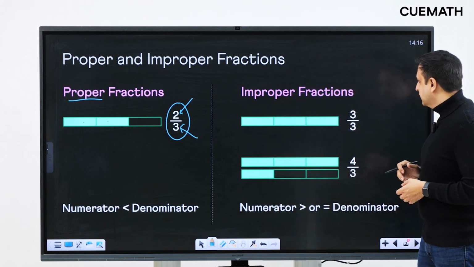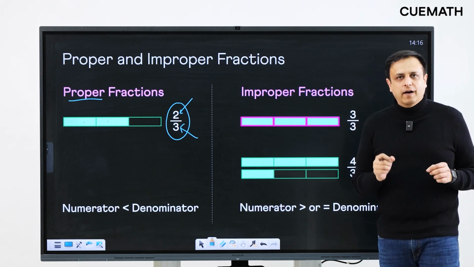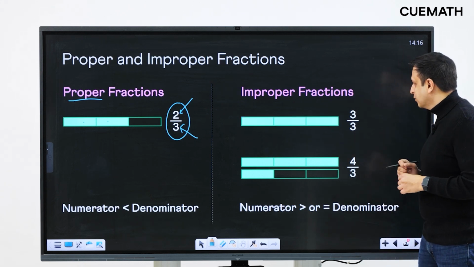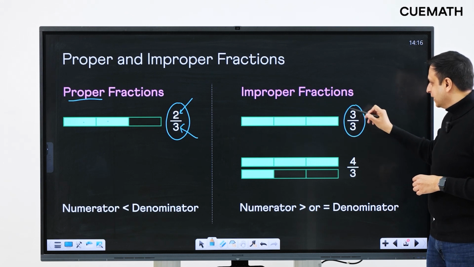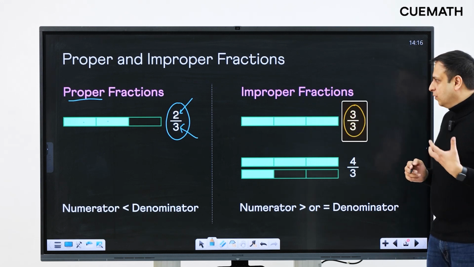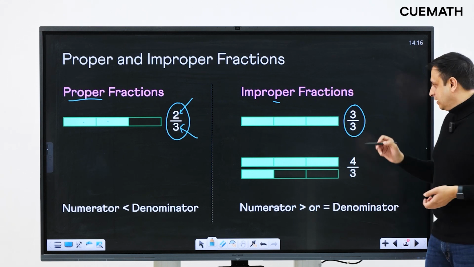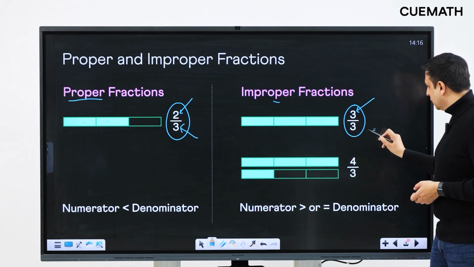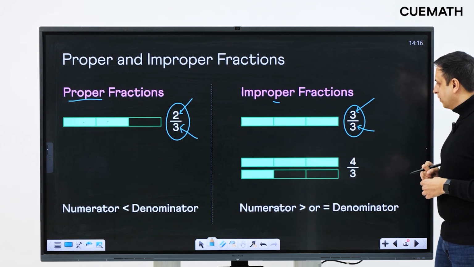But take a look at these pictures here. The first one has a bar that's been divided into 3 equal parts and all 3 of those parts are shaded. So this represents the whole, the fraction 3 over 3, and this is an example of an improper fraction because the numerator here is equal to the denominator. And therefore this is an improper fraction.